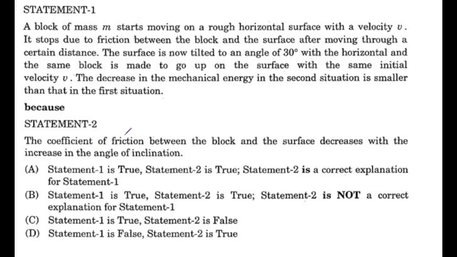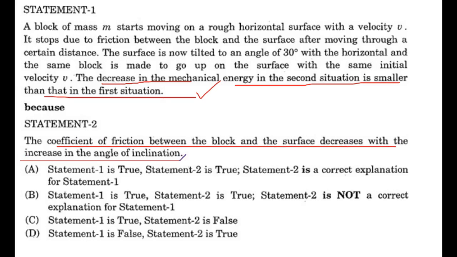So you see, statement 1 is correct, because it is written the decrease in mechanical energy in the second situation is smaller than the first. This is correct. But the second statement is not correct, because here it is written the coefficient of friction between block and the surface decreases with the increase in the angle of inclination. This is wrong, because the coefficient of friction can be the same as in the first situation. I have proved this without using coefficient of friction. Hence statement 1 is correct, statement 2 is wrong. So I think C here is the appropriate answer.